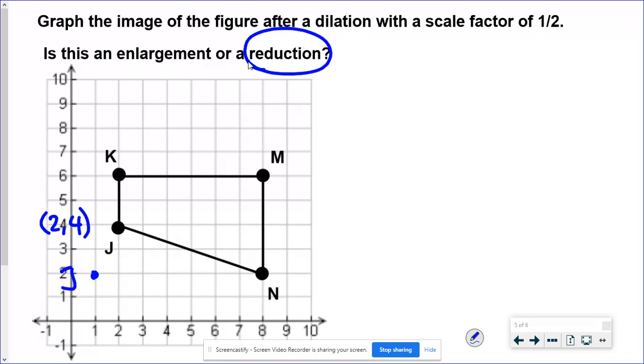So here's J prime. For K, right now it's at 2, 6. When I multiply by half, that would be at 1, 3, which is going to be right here, K prime. M is at 8, 6. So cutting both of those in half, I get 4, 3. And then N is at 8, 2. Cut them both in half and I'll get 4, 1.